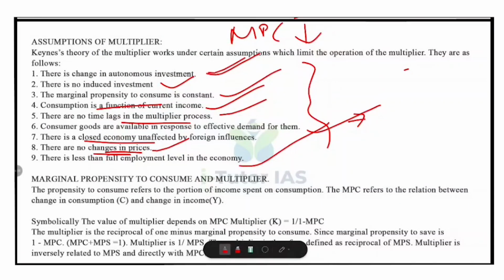There is a change in autonomous investment. There is no induced investment. Marginal propensity to consume, that is MPC, is constant. Consumption is a function of current income. There are no time lags in the multiplier process. Consumer goods are available. There is a closed economy. Prices are constant. There is less than full employment level in the economy.